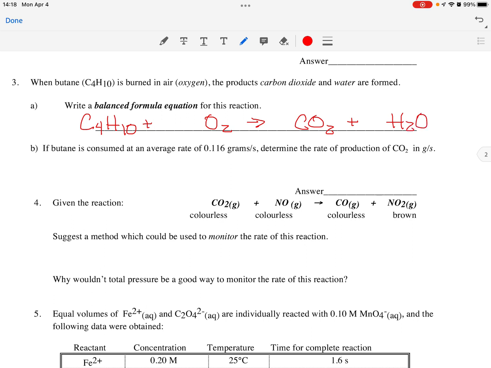Our balanced chemical equation, this is one of the things you have to be able to do. You should stop now and balance this. Once you have it balanced, you can turn this back on. So I'm assuming you have it balanced and you got the following coefficients. We're told that butane is consumed at a rate of 0.116 grams of butane per second.